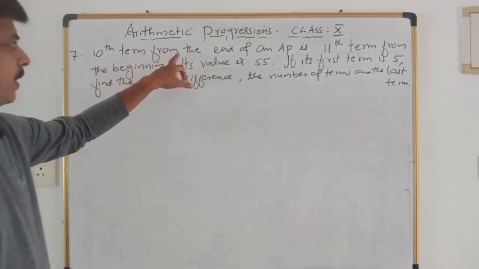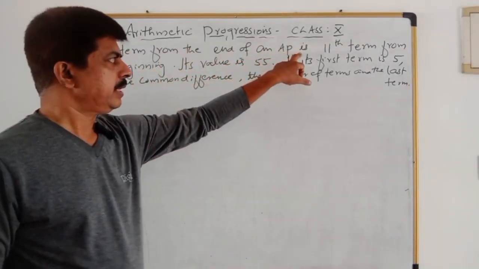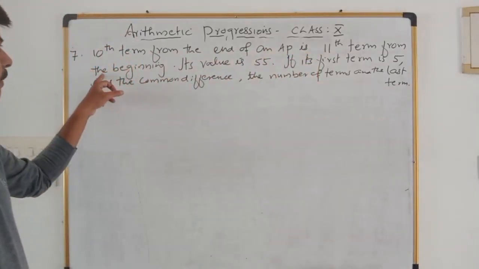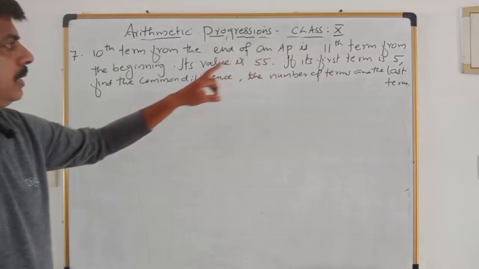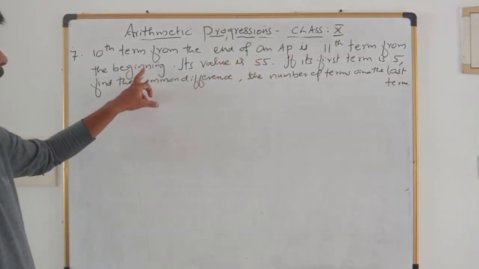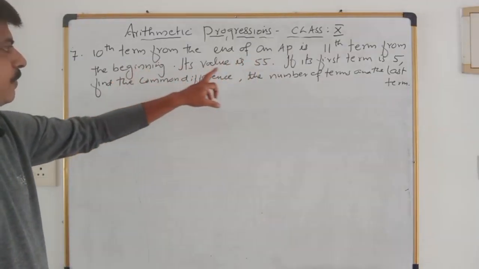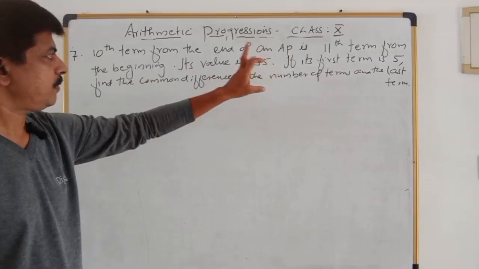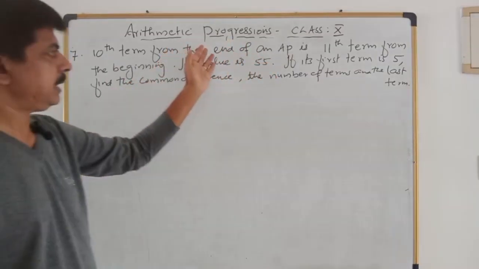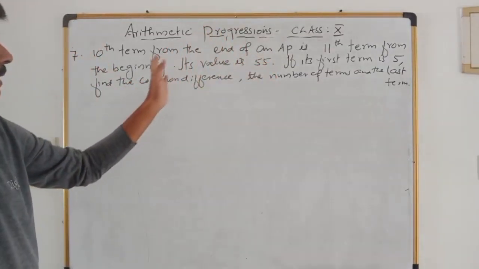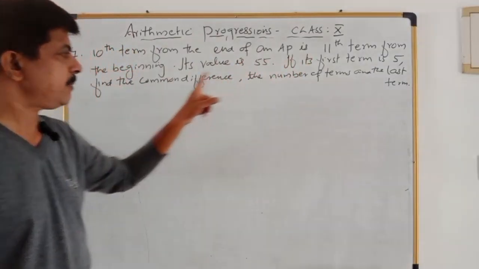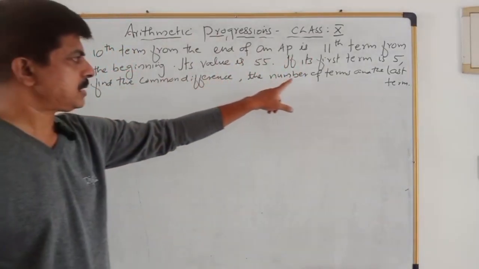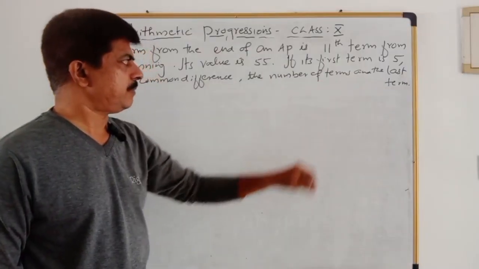The 10th term from the end of an AP is equal to the 11th term from the beginning. Its value is 55. So according to the question, the 10th term from the end and the 11th term from the beginning are of equal value. They are given as 55. If its first term is 5, find the common difference, the number of terms and the last term.